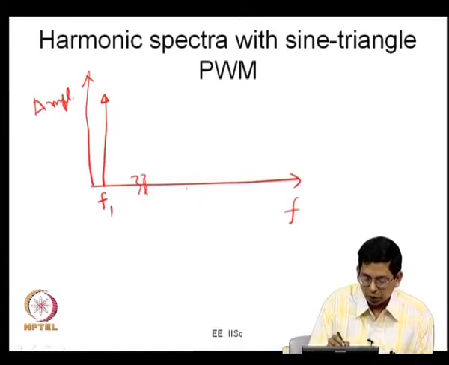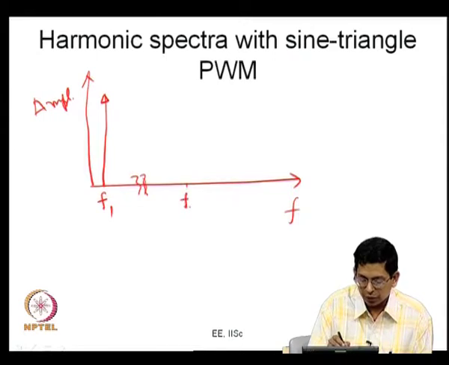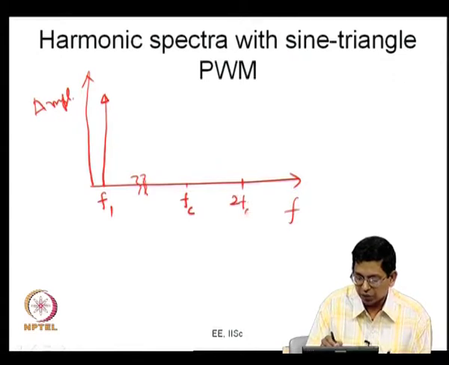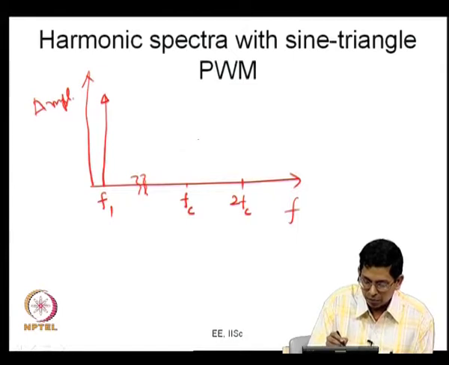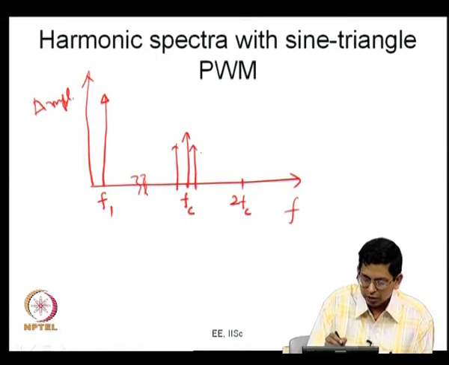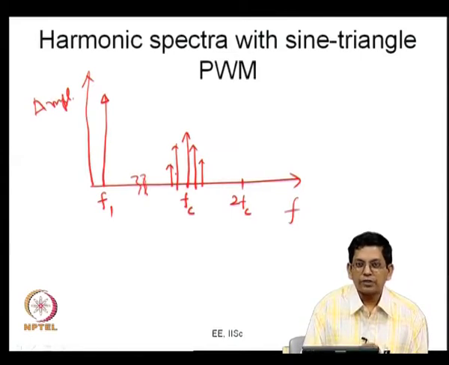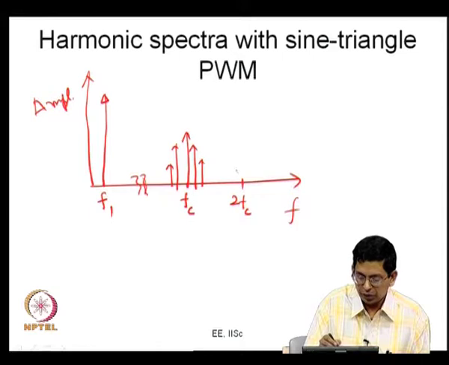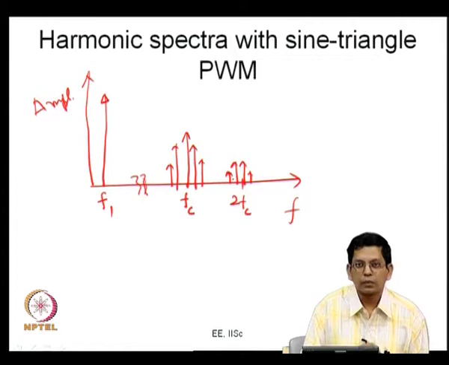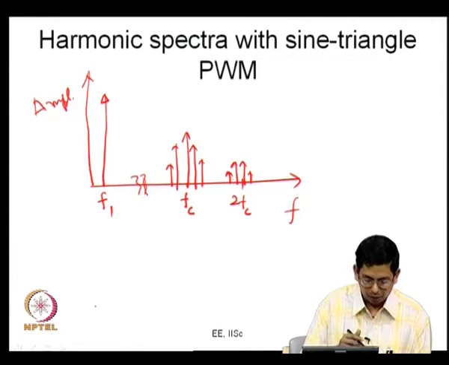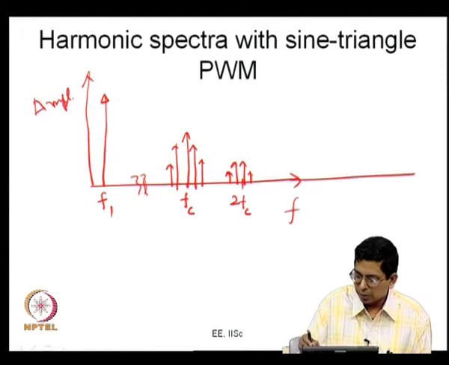And now, let us say you have this carrier frequency which we call Fc, and then twice the carrier frequency, 2Fc. Now, you will have some harmonic components around the carrier frequency Fc, and again some other harmonic components around 2Fc, something like this. And it can actually go on. Let me extend the line a little further.